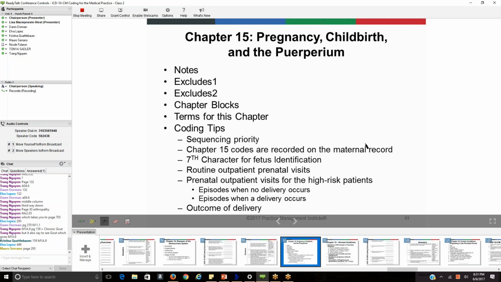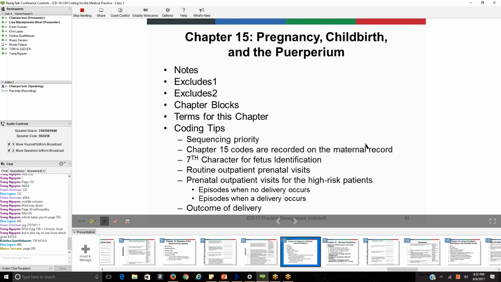Okay, and then the outcome of delivery. If the mother delivers, then the outcome of delivery would come from the Z code, Z37, outcome of delivery. That's included on every maternal record when a delivery has occurred. These codes are not to be used on a subsequent record or on the newborn record. Now, in OB coding, we must know the trimester and the weeks of gestation, because you're going to be asked to code based on the trimester and based on the weeks of gestation.